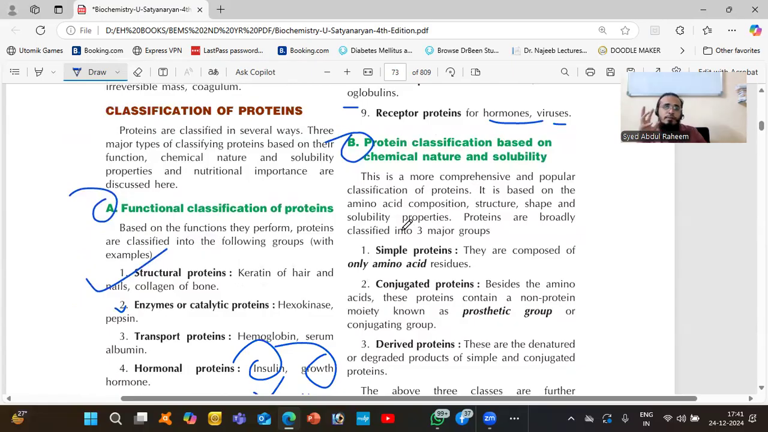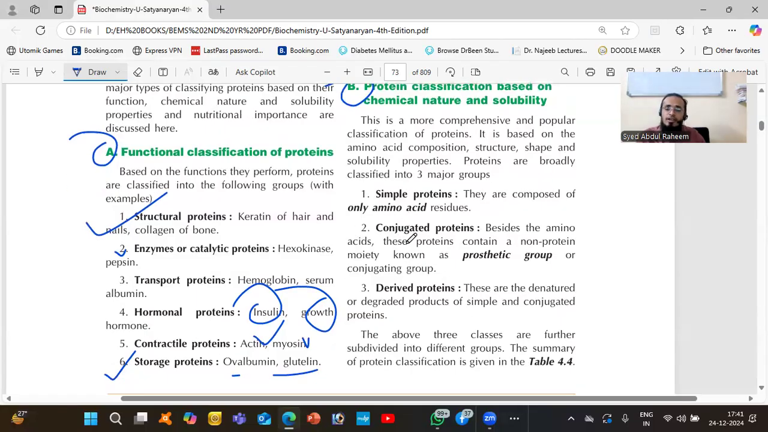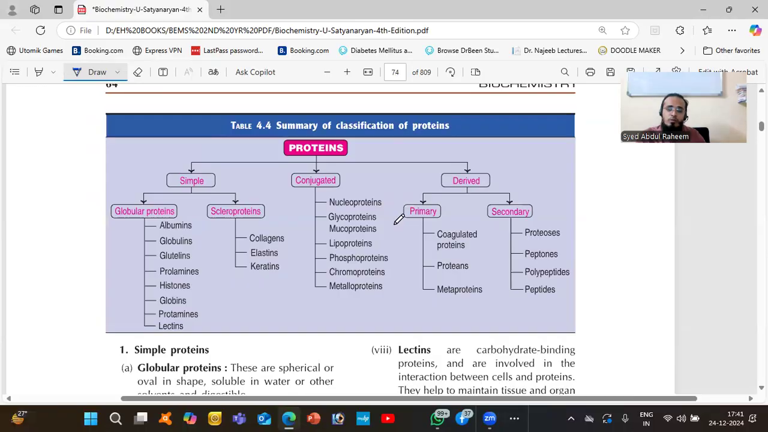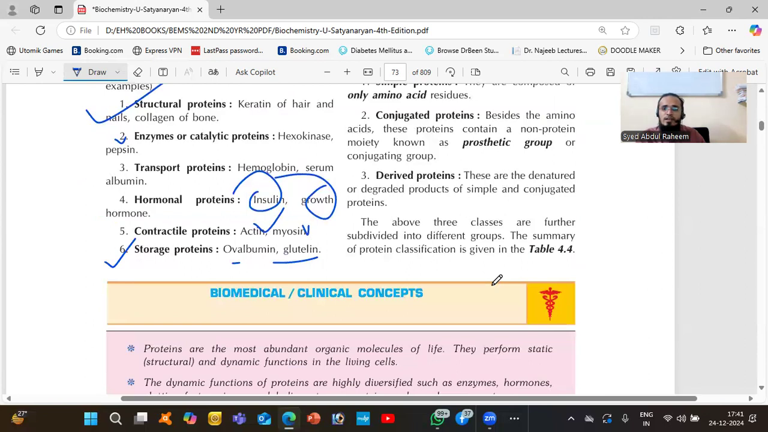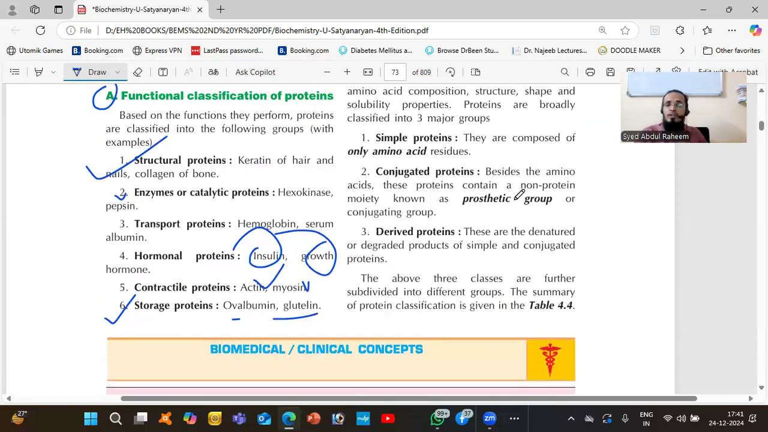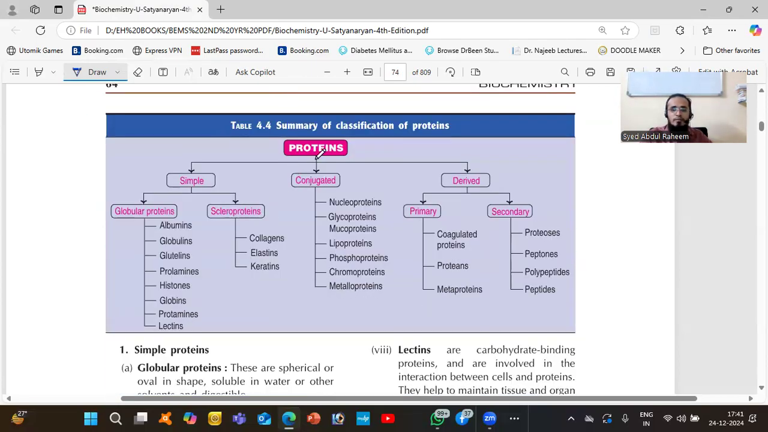Next, protein classification based on chemical nature and solubility. It is based on simple protein, conjugated protein, derived protein. You can see that. Simple proteins are composed of only amino acids. Conjugated means amino acids with a non-protein substance. Derived proteins are not natural; they are derivatives from another substance. You can see this one box explaining simple proteins: globular proteins, albumin, globulins, glutelins, histones, globins, etc. Simple scleroproteins: collagens, elastins, and keratins.